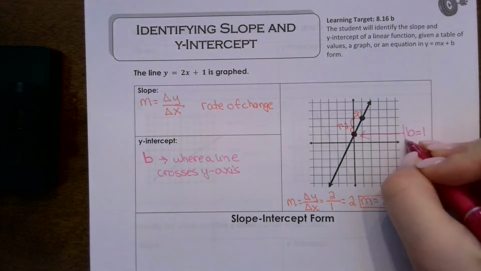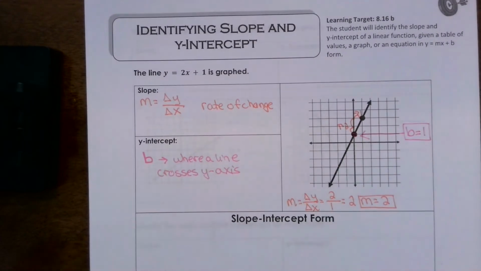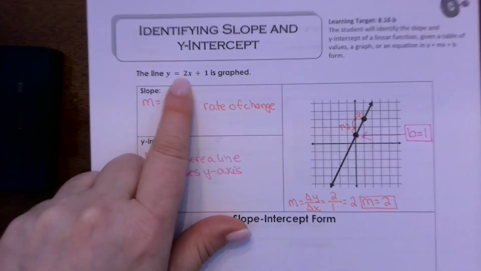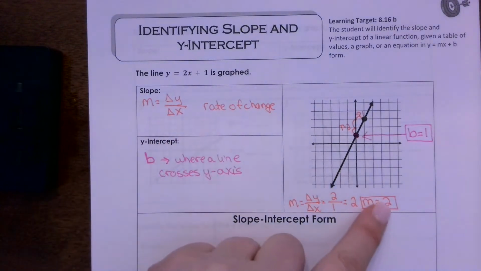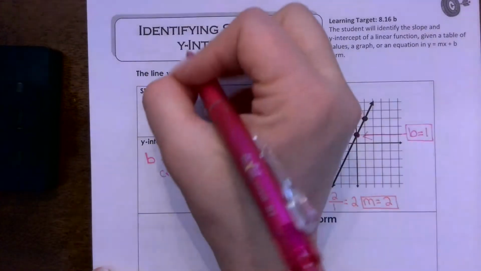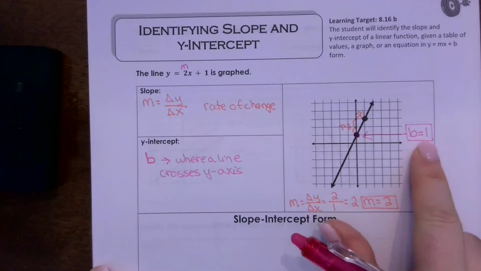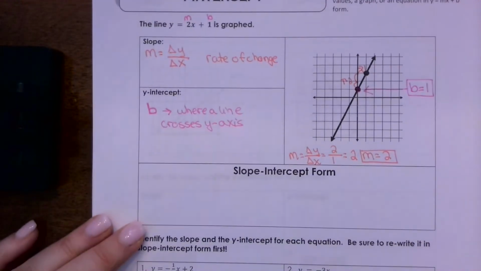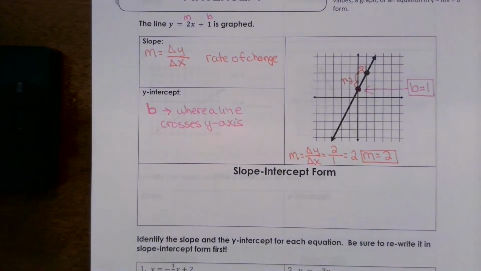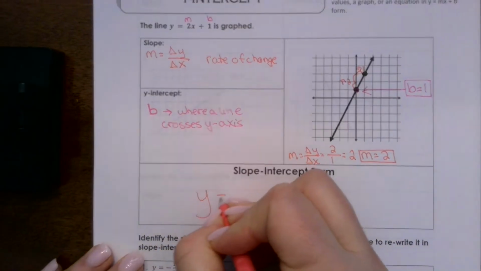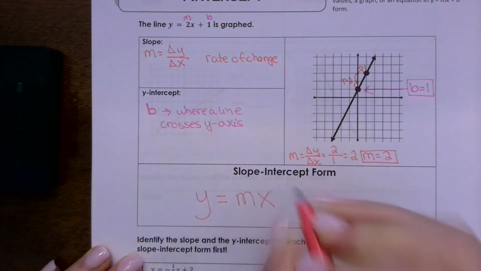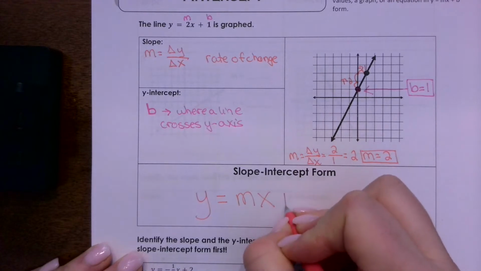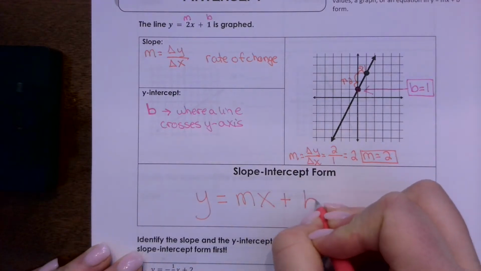So b equals 1. If I take a look at this equation now, y equals 2x plus 1, I notice that my 2 is m, and my b is here at the 1. And that brings us to the slope-intercept format. Slope-intercept format is y equals m, or the rate of change, the slope, times your x value, plus your y-intercept, or b.